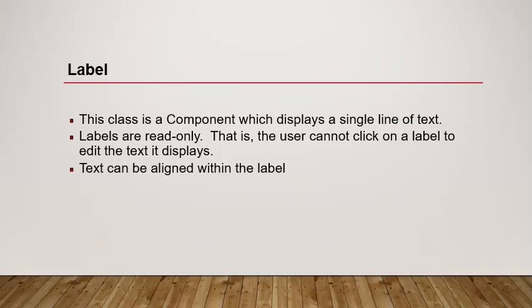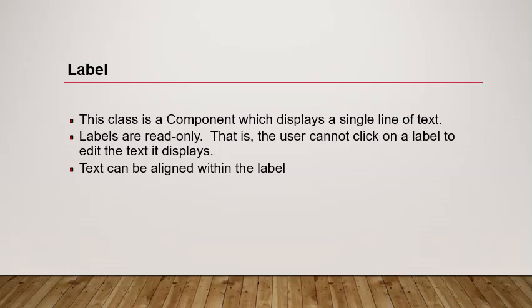So first, starting with the very basic component, that is label. As you all know, a label is just one line of text. It is a single line of text and it is read only, you can't change it. But when you want to edit it, there is a method known as setText. With that, the text can be changed, and the text can also be aligned, either left, right or center. So how to do that?